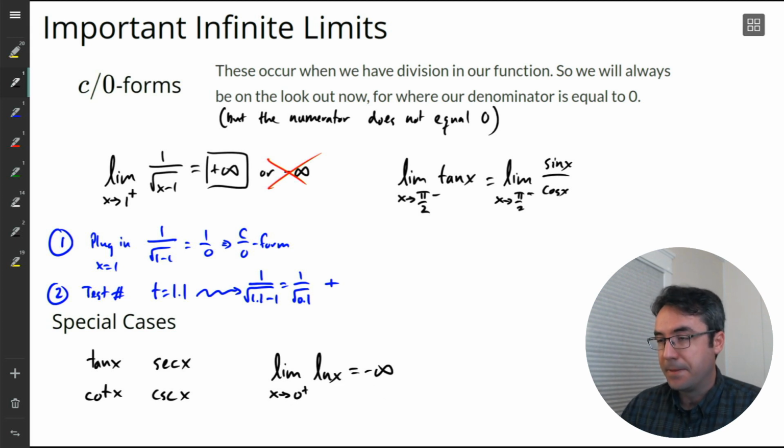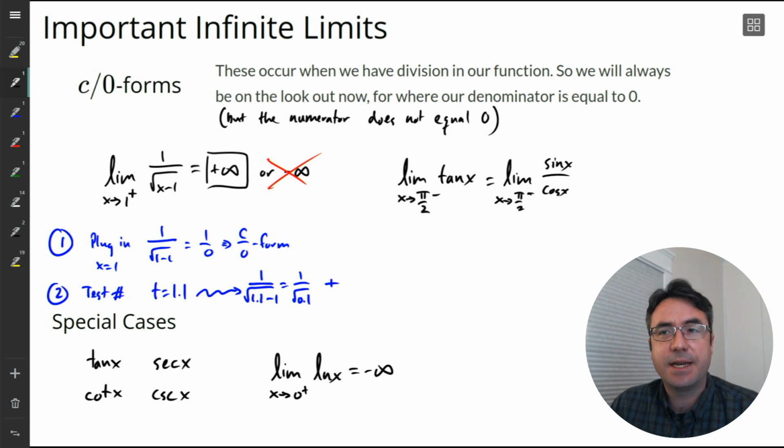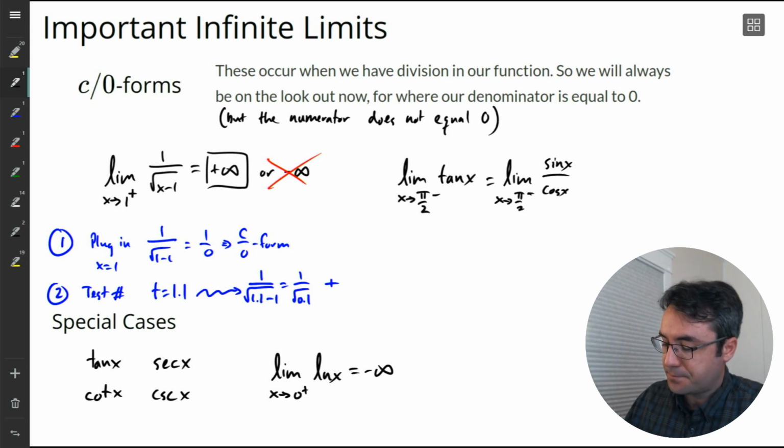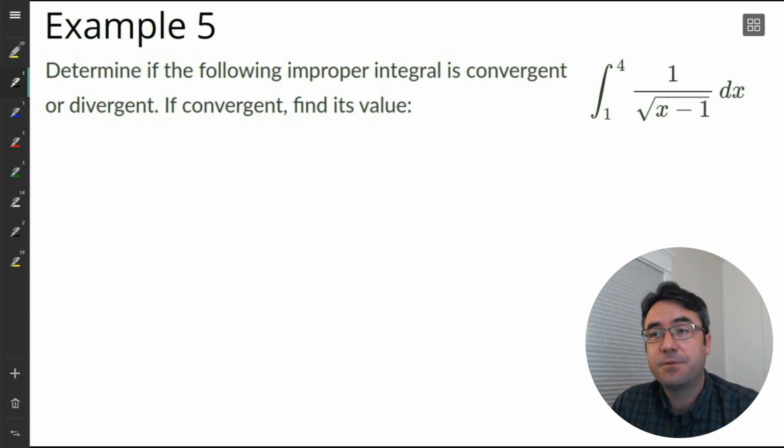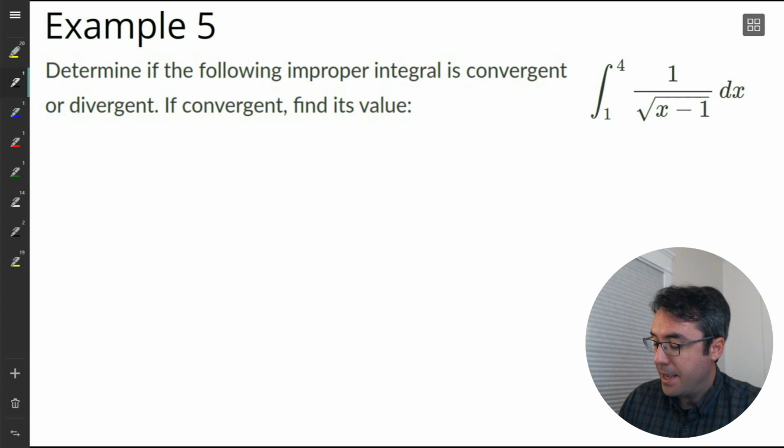All right, so let's actually try an example. Let's look at example 5. We're going to see how to calculate this improper integral. We're going to determine if it's convergent or divergent. And if it's convergent, we're going to find its value. And we already know, we looked at it, that at x equals 1, this function is discontinuous. And it has an infinite discontinuity.